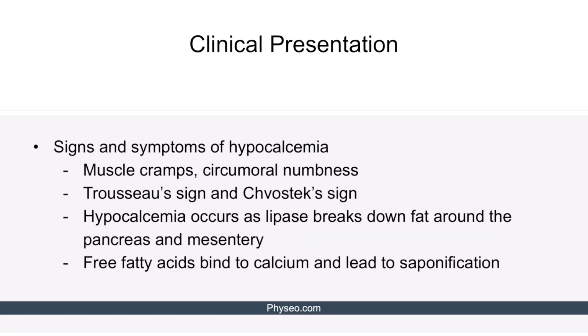Patients may also experience the signs and symptoms of hypocalcemia. This may include muscle cramps, perioral numbness, and signs of tetany. The signs of tetany and hypocalcemia include Trousseau sign and Chvostek sign. Trousseau sign is when the pressure of a blood pressure cuff inflating around the arm leads to spasm of the hand. Chvostek sign is when tapping on the facial nerve leads to ipsilateral facial spasms.